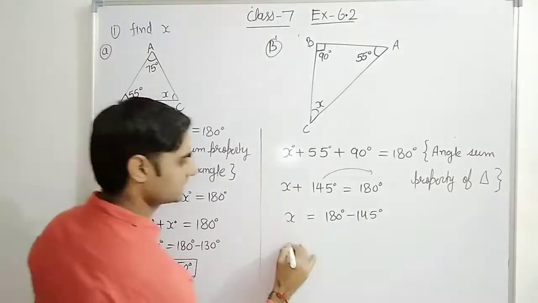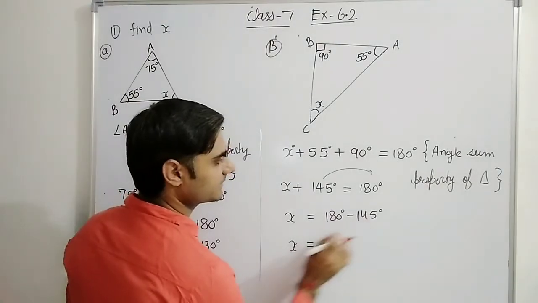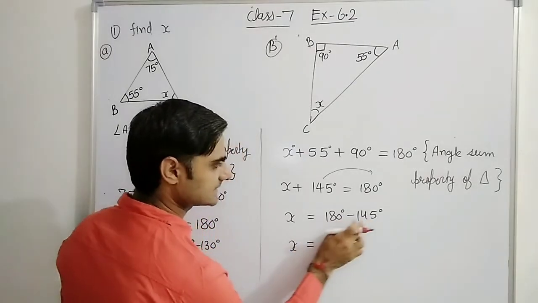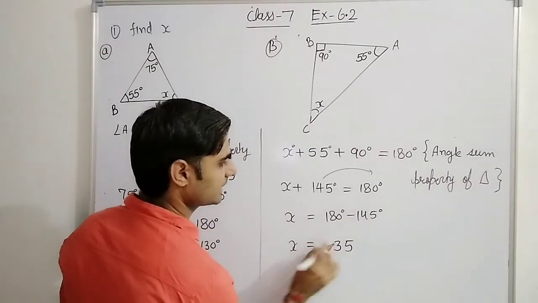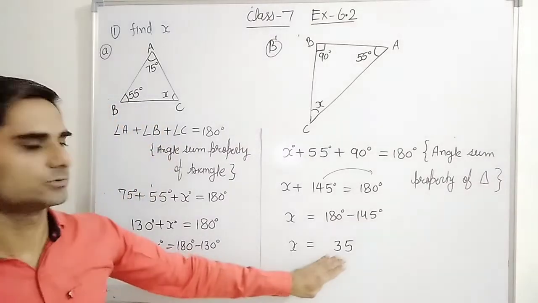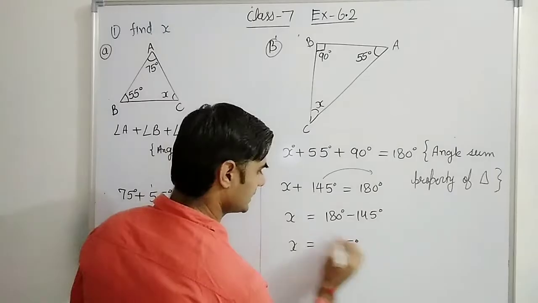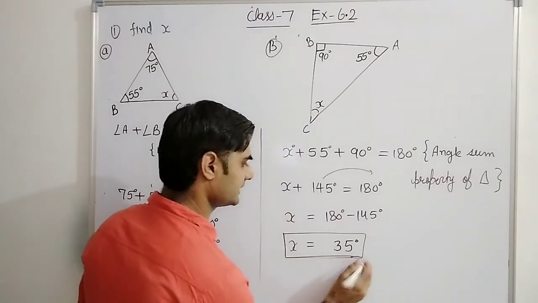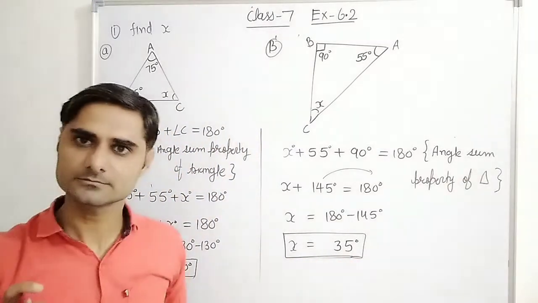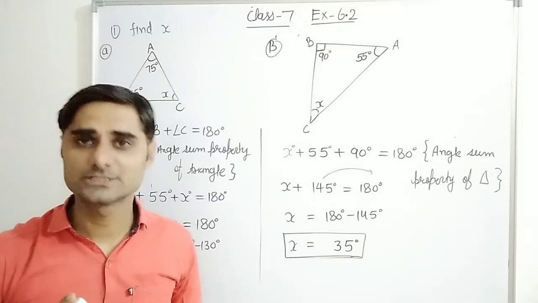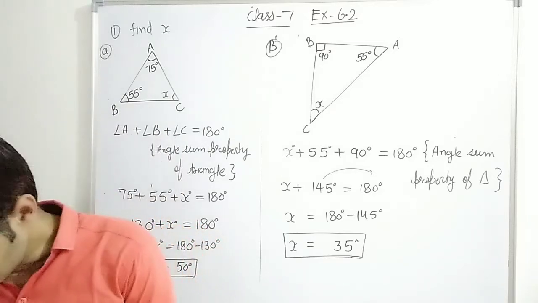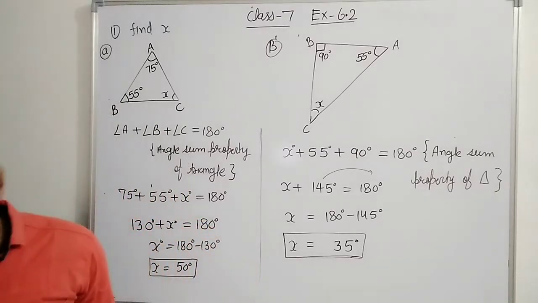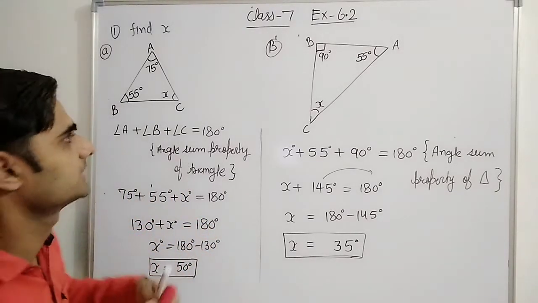Right? So now by transposing, what will come? 180 minus 145: 10 minus 5 is equal to 5, 7 minus 4 is equal to 3, and 1 minus 1 equal to 0. So this is 35. So the value of x here we have is 35 degree. Got it? This is the value of x. Like this you can find others also, in the third question, in the fourth question. Now see, fourth and fifth we will take. Okay, hope you understood this one.